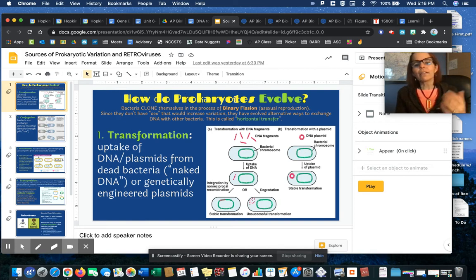So how do prokaryotes evolve? How do they change? Because they're cloning themselves. They just go through what's called binary fission, which is basically mitosis, and they're making identical clones. How do they ever change?